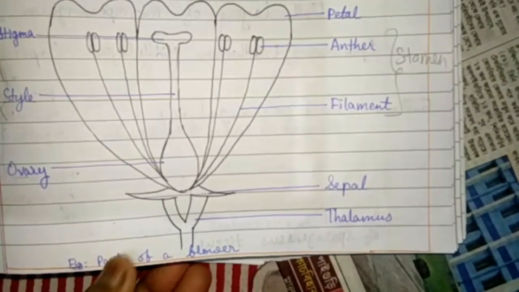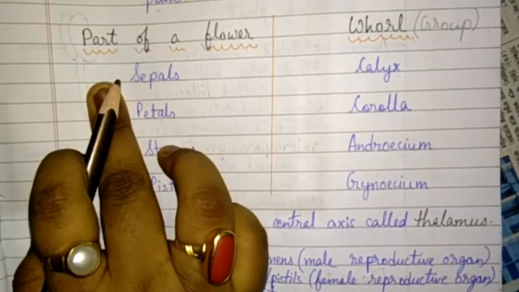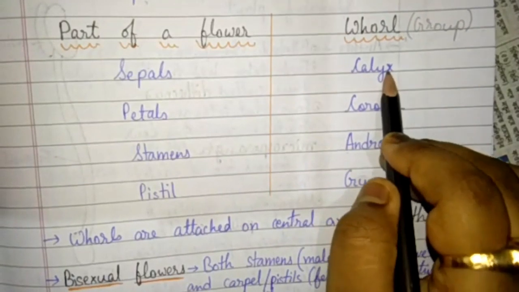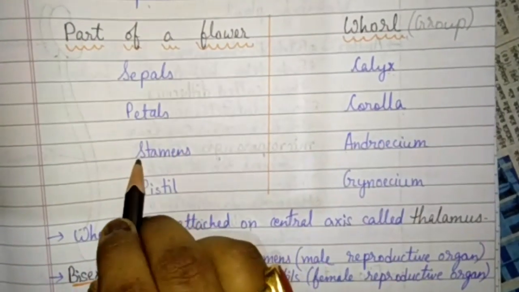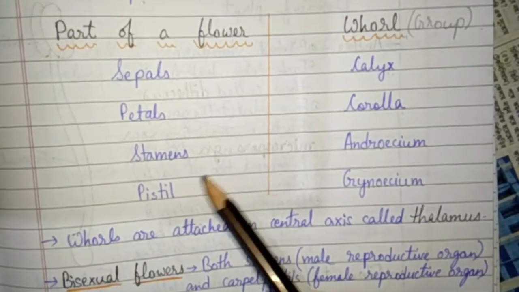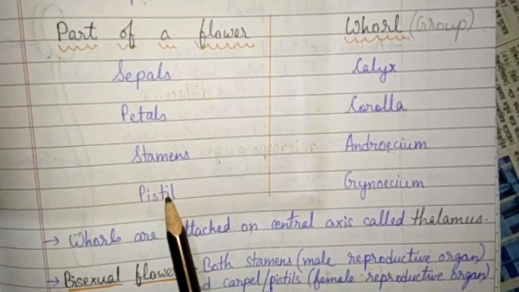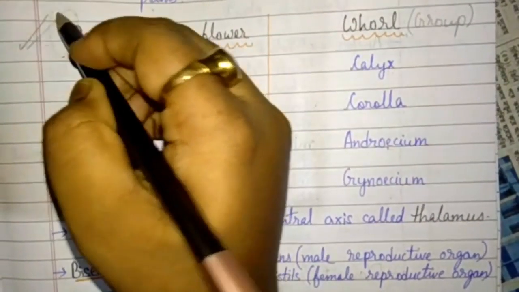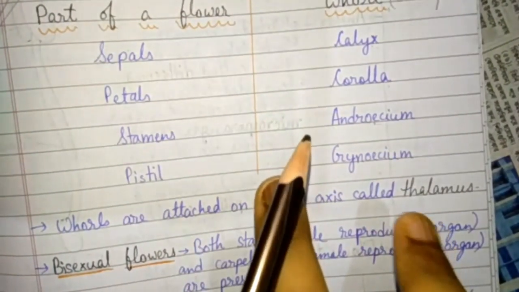So in this box which we just saw, the sepals, which are the parts at the base, the whorl of sepals is called calyx, the whorl of petals is called corolla, the whorl of stamens, the male reproductive part in a flowering plant, is called androecium, and the whorl of the pistil is called gynoecium. It is important to remember the names of the whorls at least. So you need to learn this box for exam purposes.